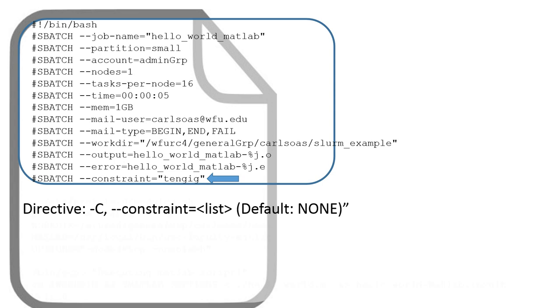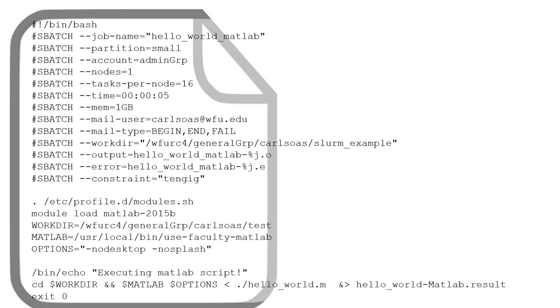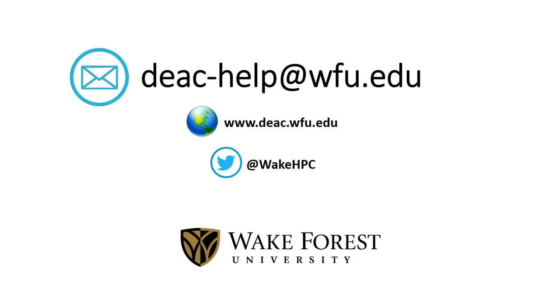With directives and commands set, your batch script is ready to run on the cluster. This concludes part 1 of the SLURM job submission process review.